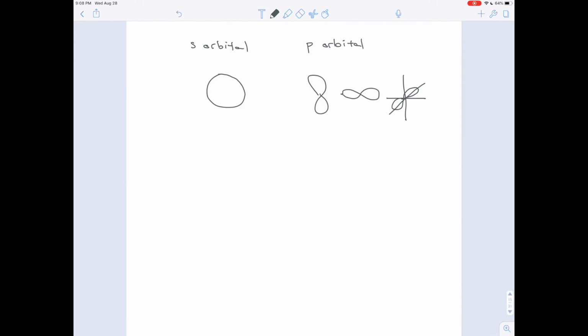Now, there is a shorthand for what you can do to these orbitals to predict the correct molecular shapes. And this shorthand is going to involve mixing these orbitals. Mixed orbitals are called hybridized orbitals.